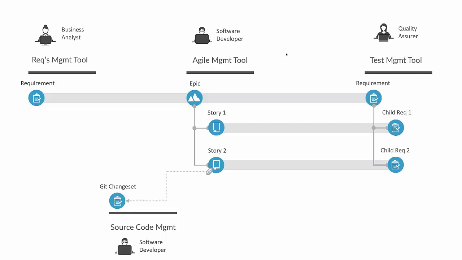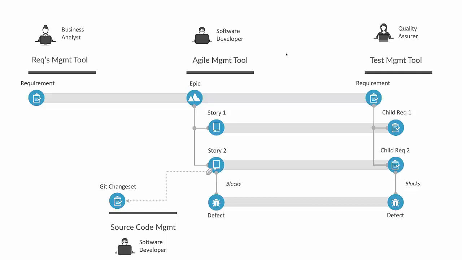And value stream automation can automatically link the code to the stories that are being worked on. And then when defects are inevitably found in the test management tool, again, value stream automation can flow that information back to the agile management tool.